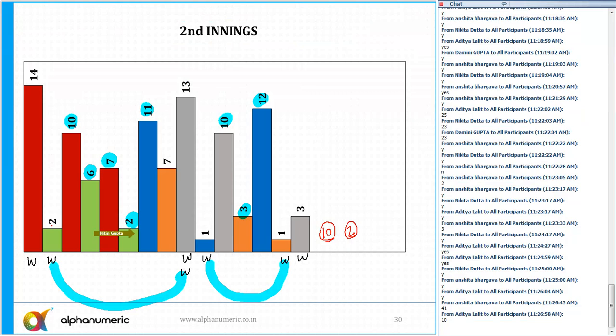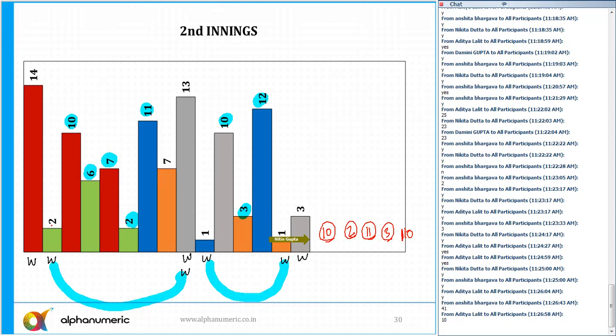Then the median of the blue, it is 11, 1, and 12. So the median value is 11. So 11 runs in 1 over. Then the orange, 3, 7, 3, 1. The median value is 3. So that is 3 runs. And the median of 13, 10, and 3, that is 10. So that is 10.